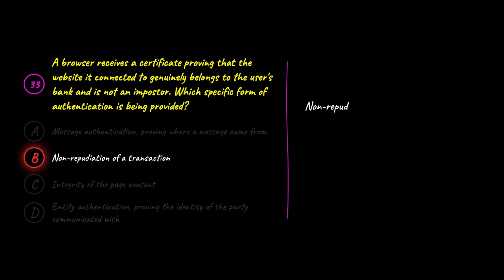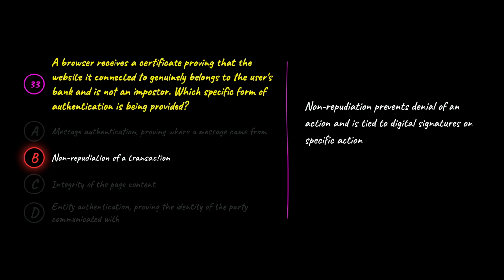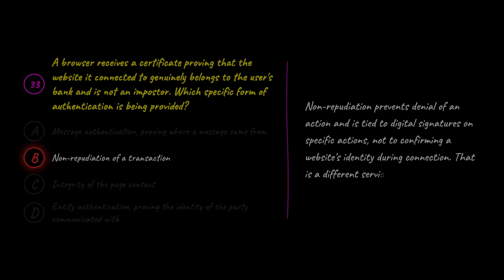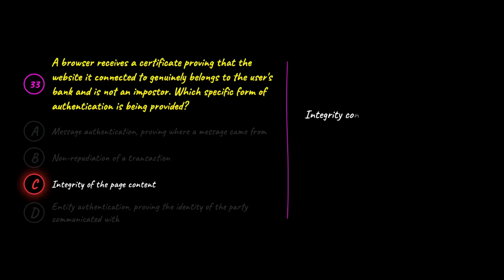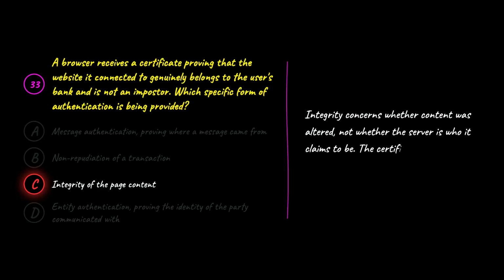B is wrong because non-repudiation prevents denial of an action and is tied to digital signatures on specific actions, not to confirming a website's identity during connection. That is a different service. C is wrong because integrity concerns whether content was altered, not whether the server is who it claims to be. The certificate's job here is identity, not tamper detection.